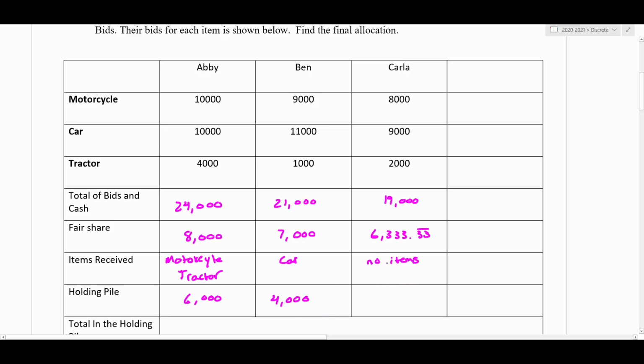Carla received no items, so the value of that is 0. The difference between 0 and Carla's fair share is $6,333.33. So Carla is going to take $6,333.33 from the holding pile, since the value of the items that Carla received is less than the fair share.